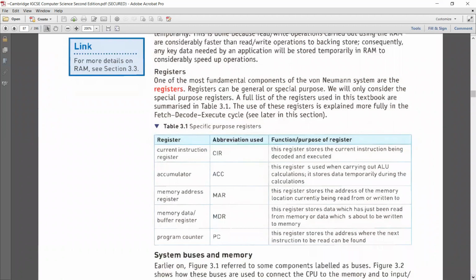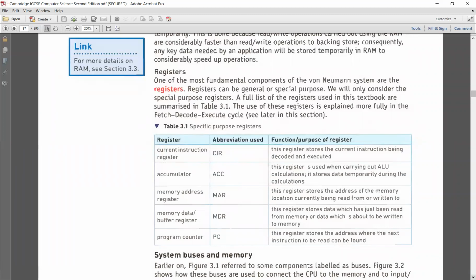And they are mentioned here. What you need to know is the registers, their names and their purposes. Very, very important. So if you just recall PC and CIR, these two are present in your CPU. PC is holding the address of the next instruction, while CIR is holding the address of the current instruction.